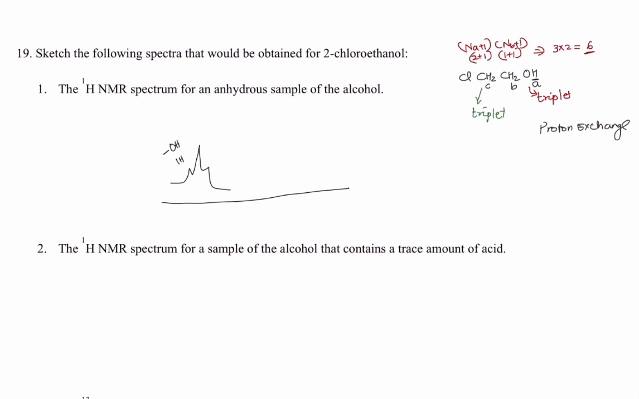And then we have 2 CH2s. One CH2 is closer to Cl, and the other one is closer to oxygen. Which of these is going to come in the downfield region? Obviously, this CH2, because chlorine is more electronegative. And again, this is going to split as a triplet. And then these hydrogens are going to be split as a sextet, which is going to look like this. So this should be the H NMR spectrum of the compound in the anhydrous state.